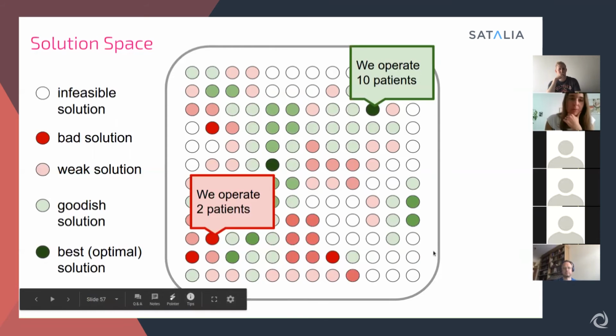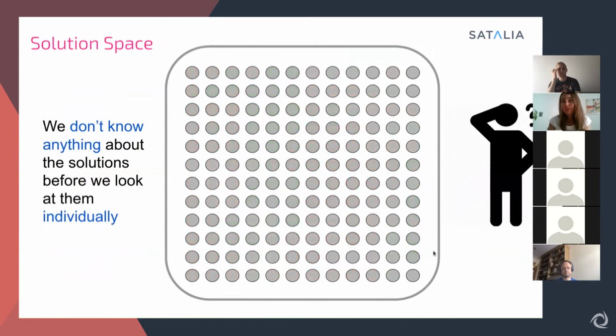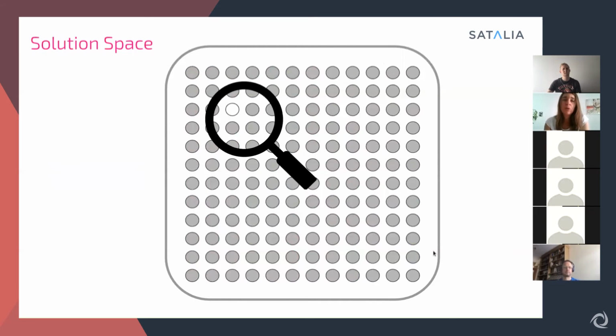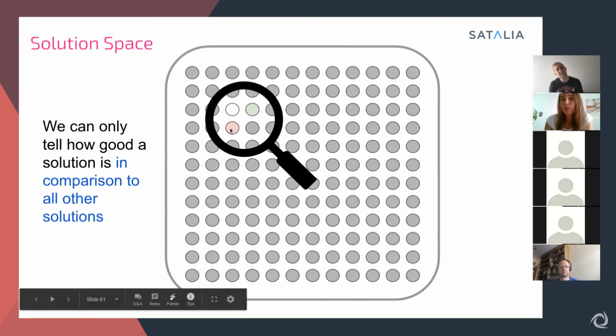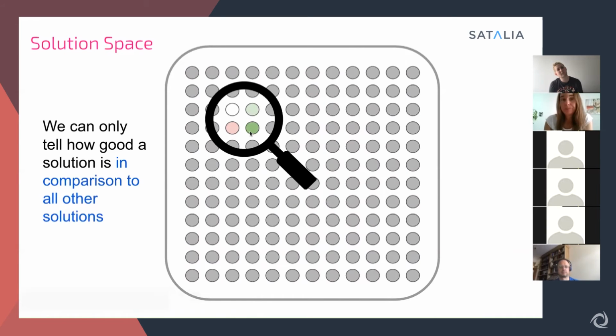The problem, however, is that when we formulate the problem, we don't know anything about the solution. So this is just a black box, and we have to look at the solutions individually to actually infer anything about them. Let's say we look at one solution, we find out it's infeasible. Then let's look at another one, and this looks actually pretty good. Then we look at another one, and this is much better than the one we saw before. We find another one, and this one is even better.